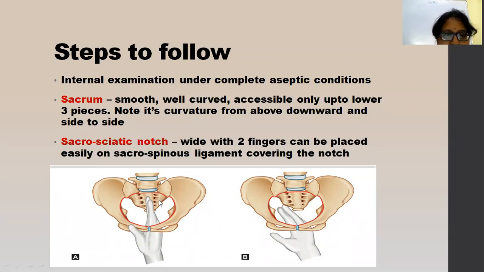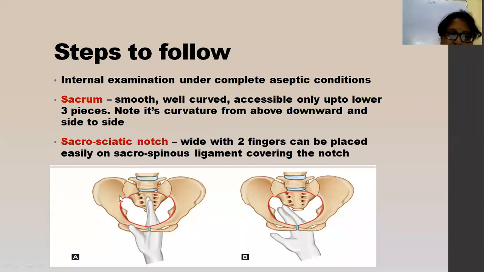You look at the sacrum. The sacrum should be well curved from above below, and not only from above below, from side to side also. You have to look at the curvature of the sacrum, and it has to be accessible only up to the lower 3 pieces. Beyond that, the sacrum is never accessible to you. You have to note the curvature from above downwards and from side to side.